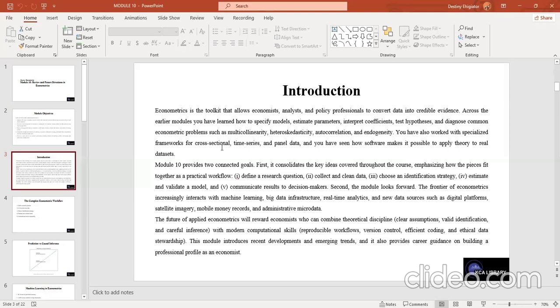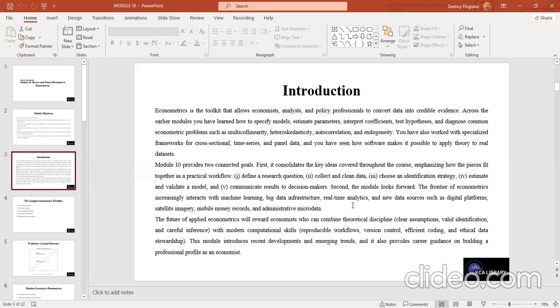Module 10 provides two connected goals. First, it consolidates key ideas covered in the course, emphasizing how the pieces fit together as a practical workflow. You are defining research questions, collecting and cleaning data, choosing an identification strategy, estimating and validating a model, and communicating results to decision makers.